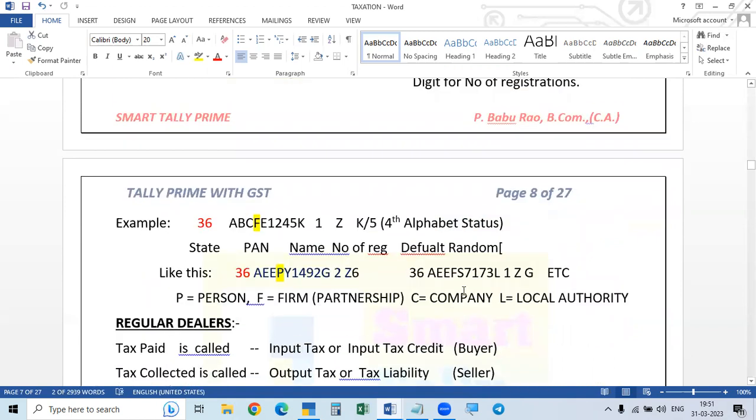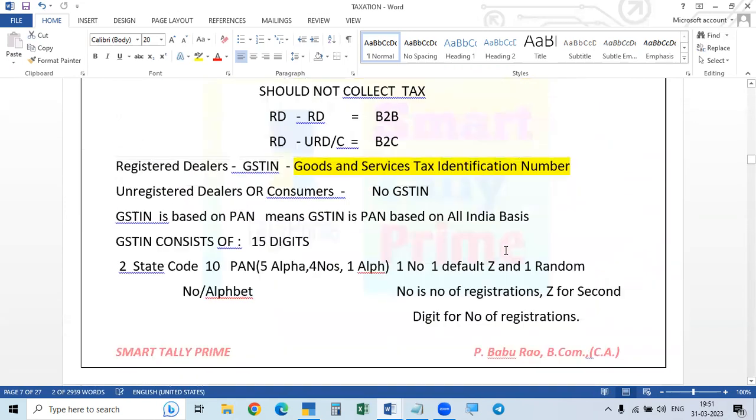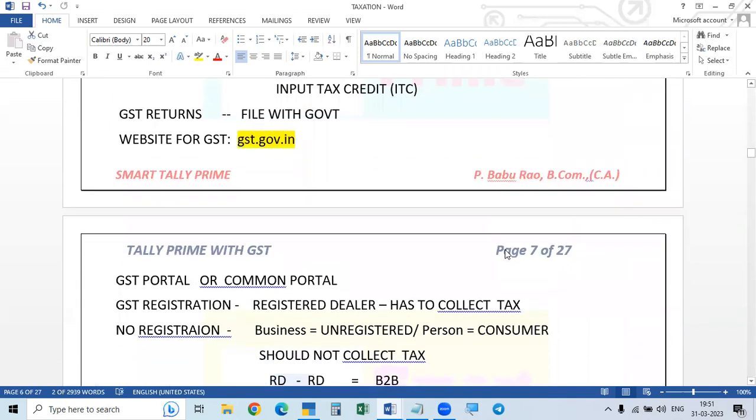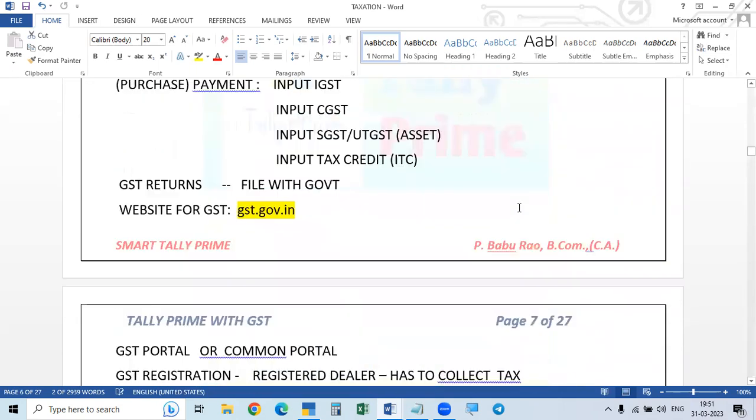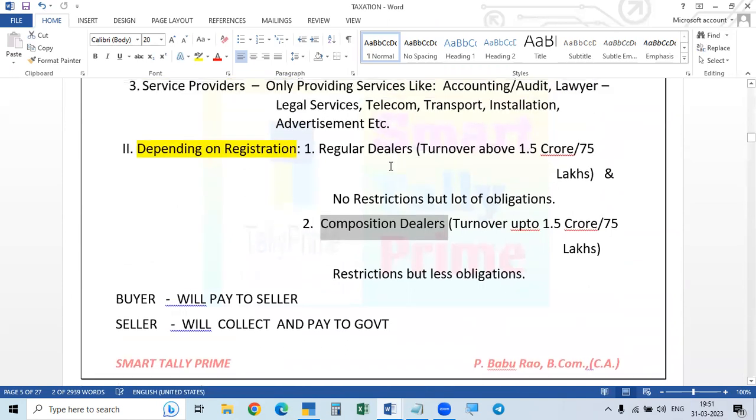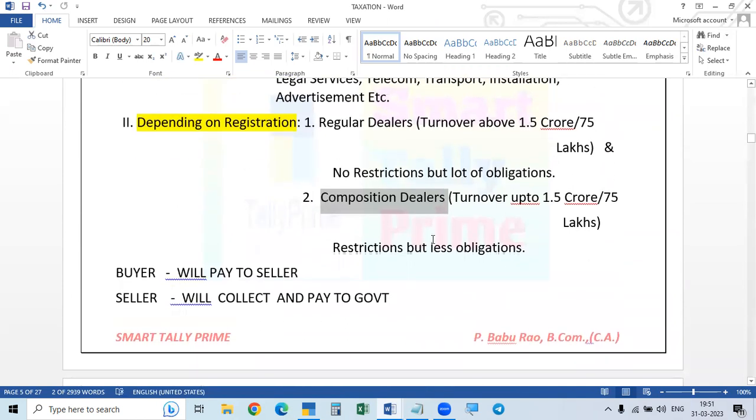See, for these people, what are the restrictions? When the registration is done under the composition scheme, there are some restrictions and some rules will apply. These rules apply only after the registration, after taking the composition scheme.